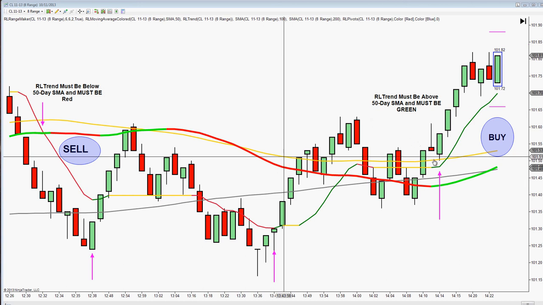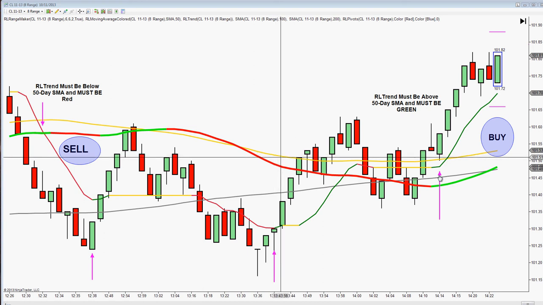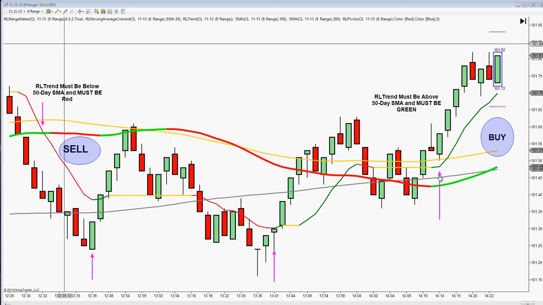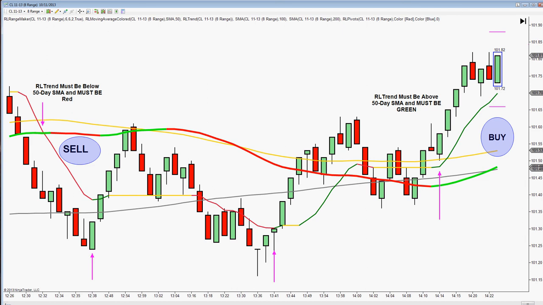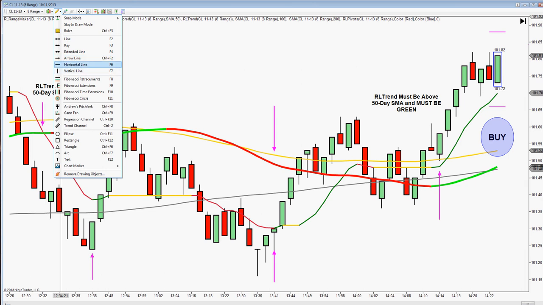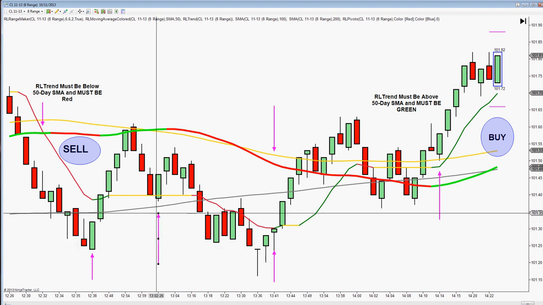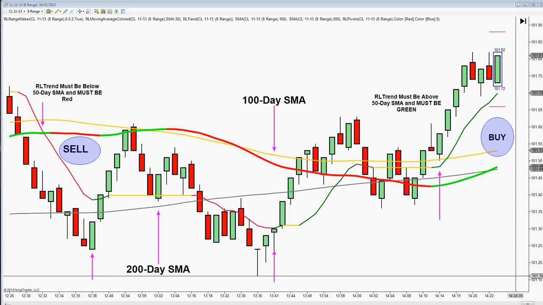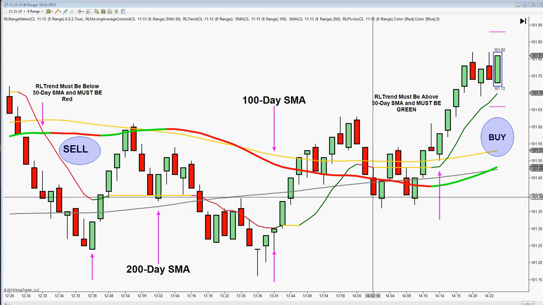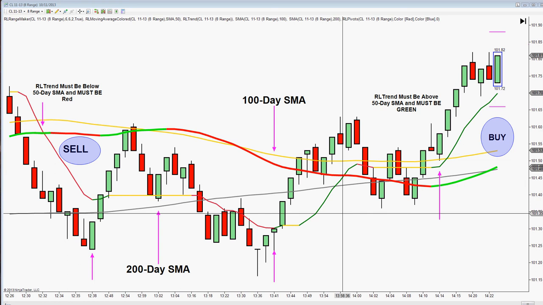There's nothing special about these. The gold line is a 100-day simple moving average. And the silver line here is a 200-day simple moving average. I've labeled the moving averages to make them a little bit easier for you to see, because the chart's becoming a little bit more complex.